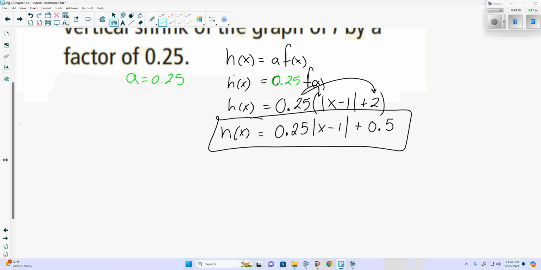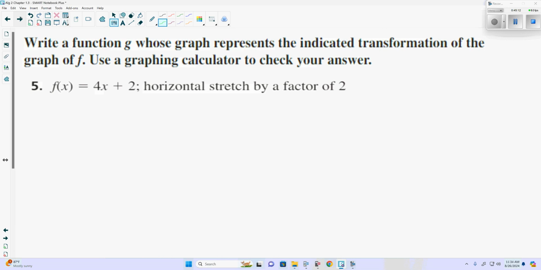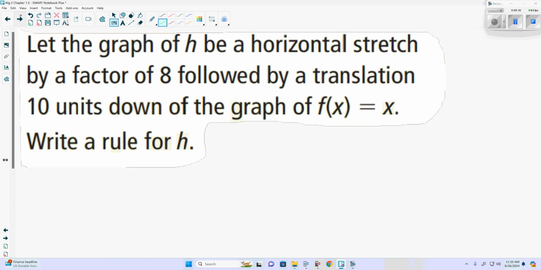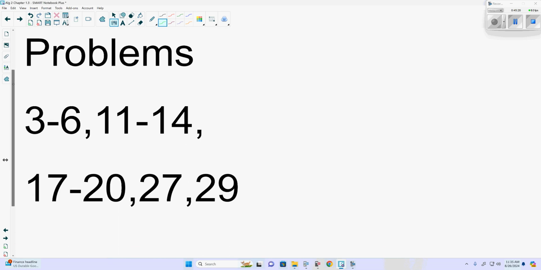Because we do have two more with horizontal stretch and shrink, vertical stretch and shrink, and then we're going to do some that have multiple, I'm going to go on and post this assignment up there in Google Classroom so that you have it. Because the first, I think 3 through 6, 11 through 14, and 17 through 20 are just doing one or the other. Essentially everything we've done so far.